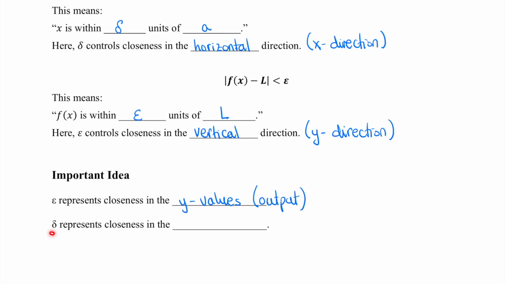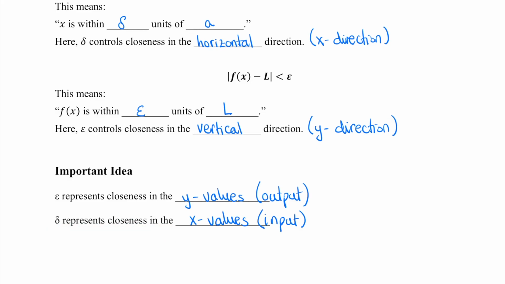Delta represents closeness in the x values, or the input. Epsilon is vertical. Delta is horizontal. Epsilon controls how close the output must be. Delta controls how close the input must be.